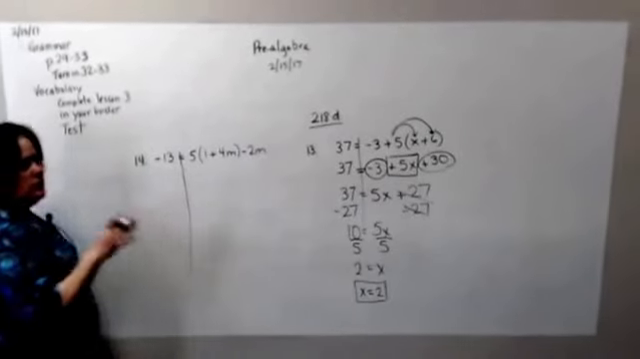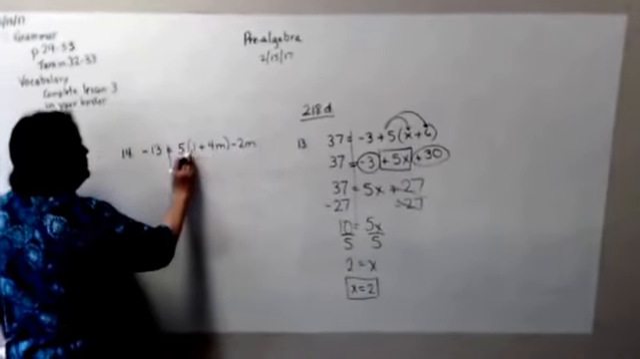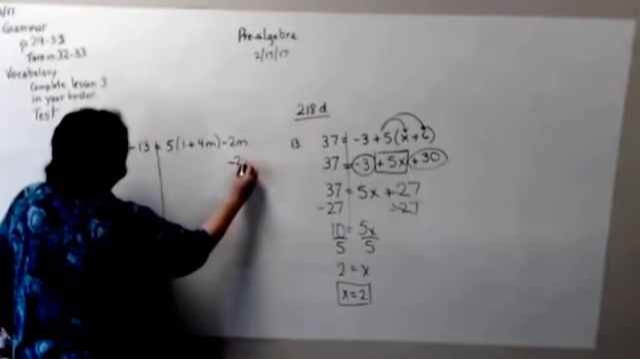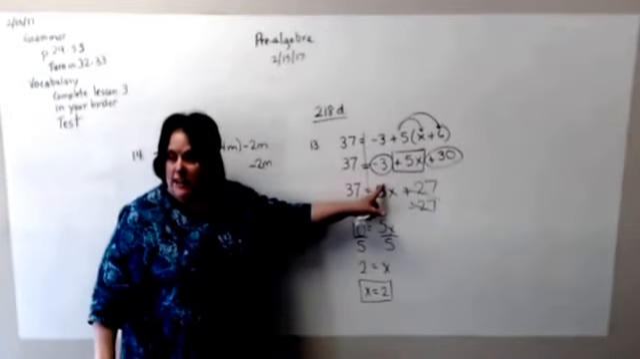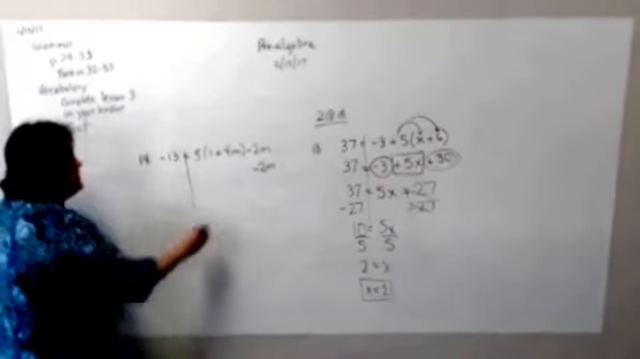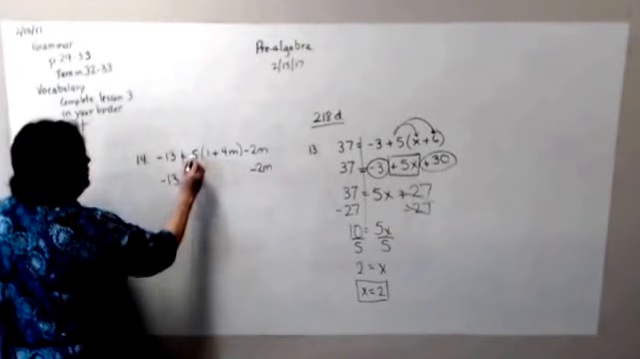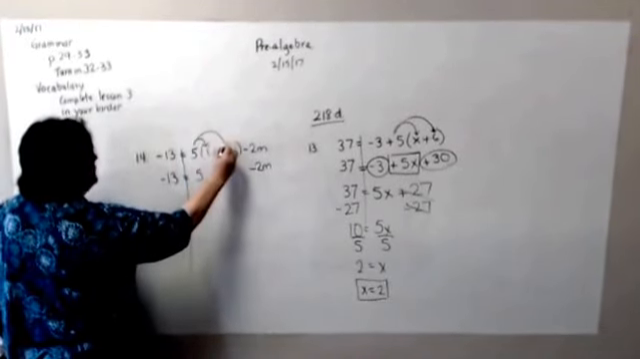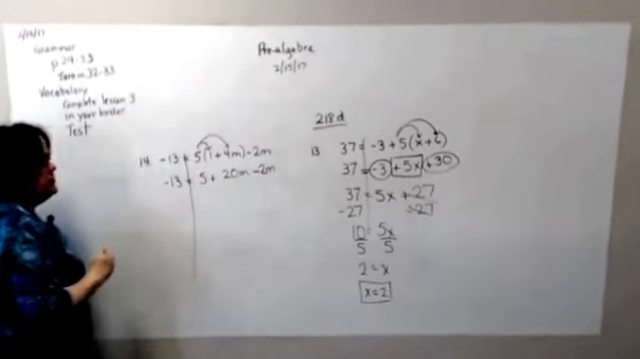I have parentheses, so I have to distribute. But I only distribute to what's inside the parentheses. So this is just going to sit tight. Just like this sat tight right here, because it's not inside the parentheses or not being distributed. So this just sits tight. And of course this side sits tight. 5 times 1 is 5. And 5 times 4m is positive 20m minus 2m.